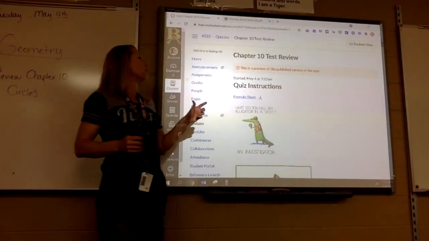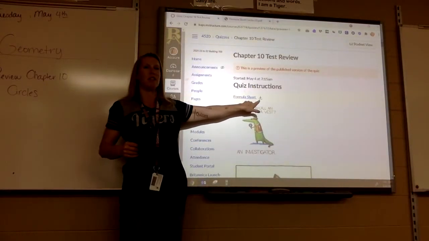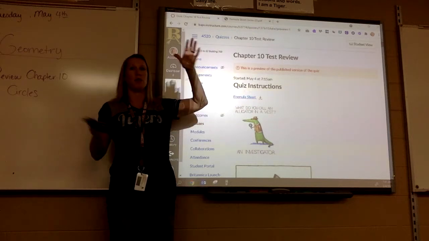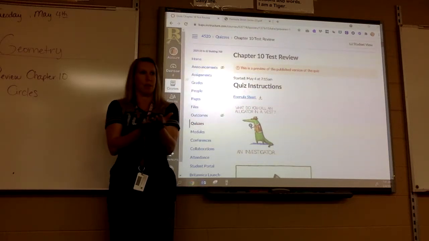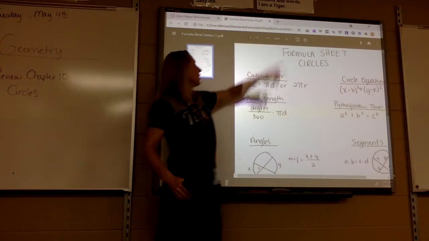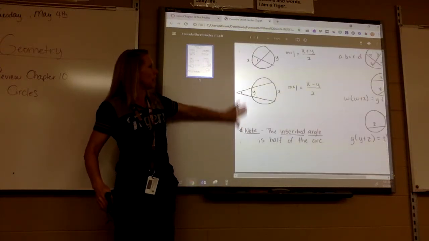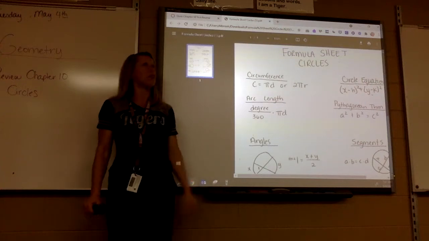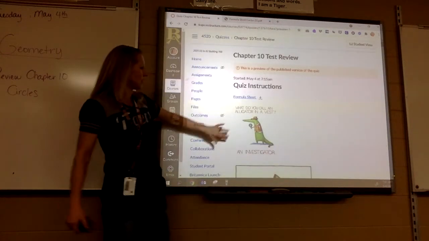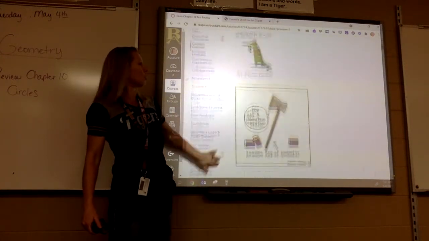Okay, so today's just review for the test. There is this formula sheet right here if you want to download it, but if you have your own formula sheet, you can have it on paper. If you download it, it's just that same sheet that's printed for you. So you will definitely need a formula sheet, because there's a lot of stuff to remember on circles.